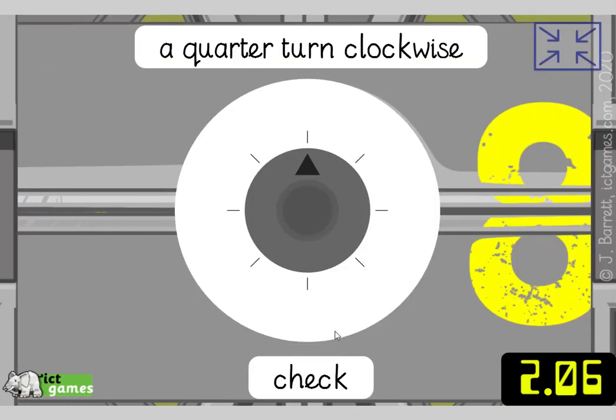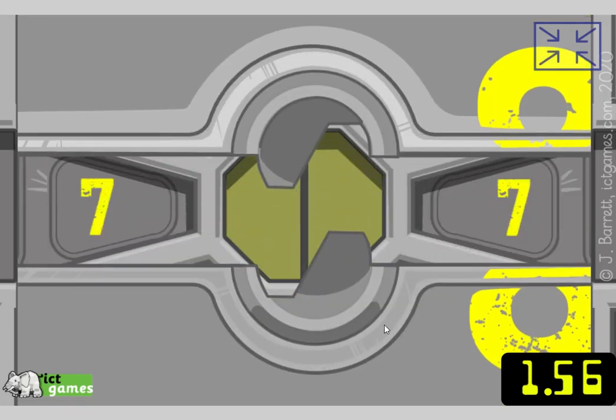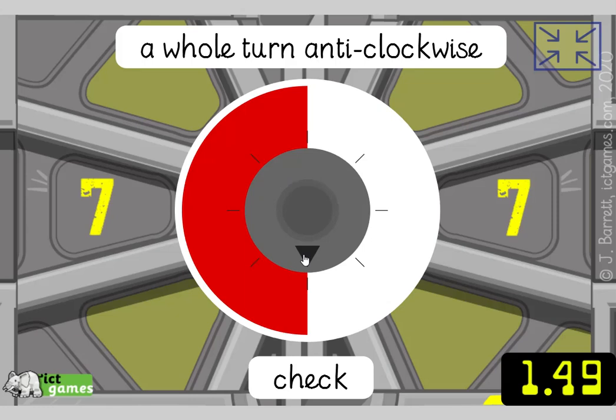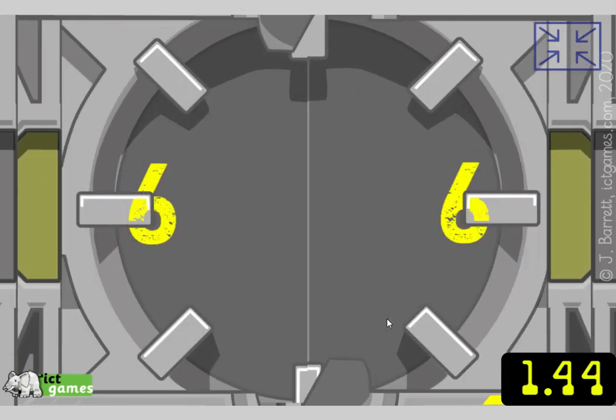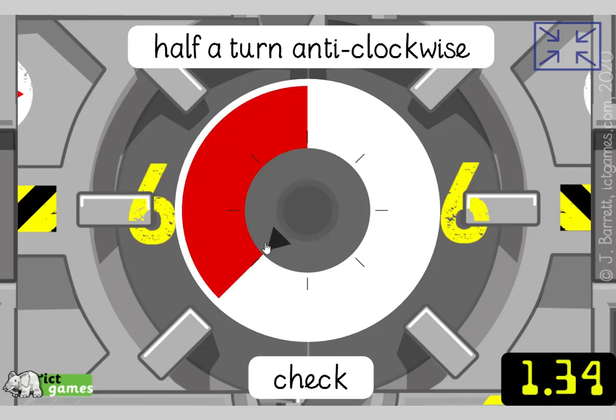A quarter turn clockwise. Which way is clockwise? Yeah, this way. And a quarter turn is like a circle cut into 4. A whole turn anti-clockwise. So anti-clockwise is this way, and you go all the way around. Half a turn anti-clockwise. Show me with your pencil. That's right. Half the way around. And it's going this way against the clock.